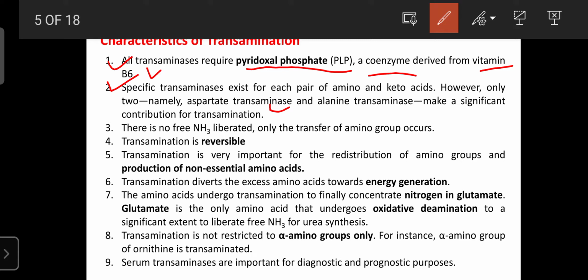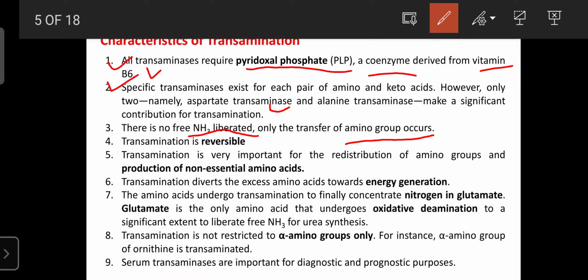Next, transamination: there is no liberation of ammonia, as the ammonia is taken up. During transamination, amino acids are catabolized, because ammonia is the end product of amino acid metabolism. Transamination is also a catabolic reaction of amino acids, but in transamination the ammonia cannot be liberated. Only the transfer of amino groups occurs. It is another characteristic of transamination reactions.